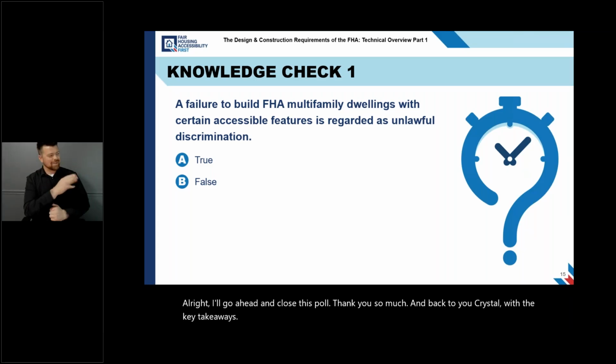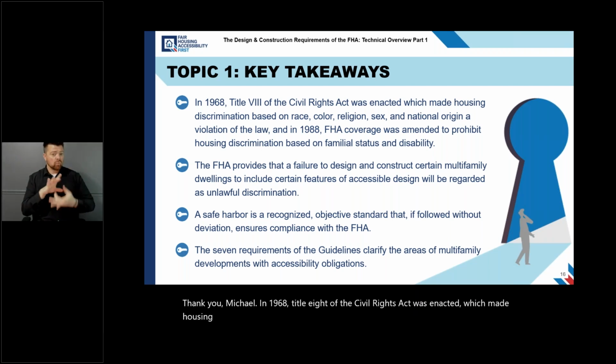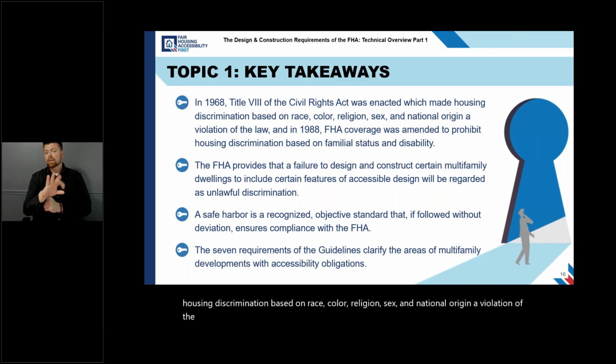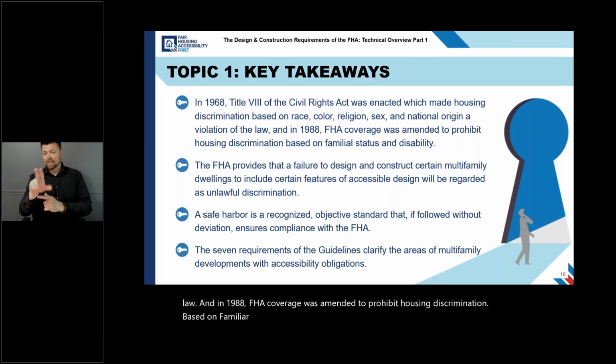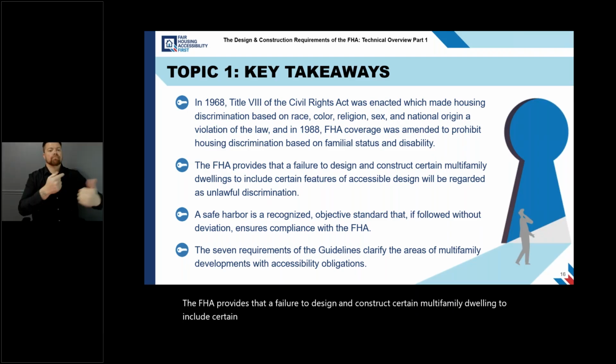Thank you, Michael. In 1968, Title VIII of the Civil Rights Act was enacted, which made housing discrimination based on race, color, religion, sex, and national origin a violation of the law. And in 1988, FHA coverage was amended to prohibit housing discrimination based on familial status and disability. The FHA provides that a failure to design and construct certain multifamily dwellings to include certain features of accessible design will be regarded as unlawful discrimination.